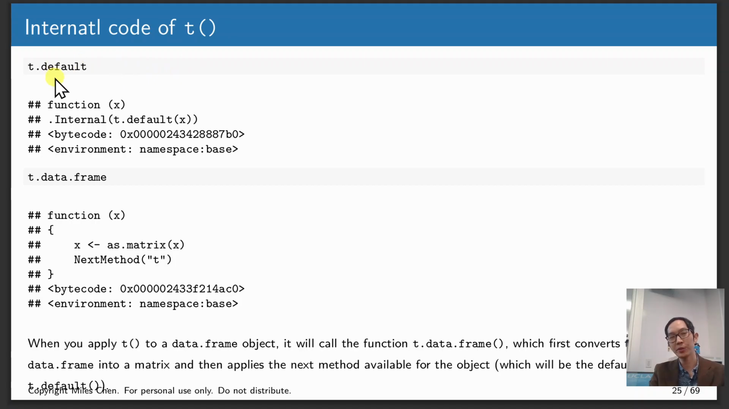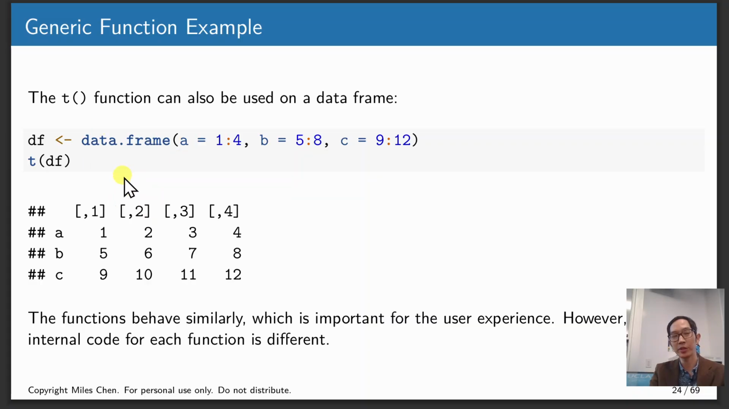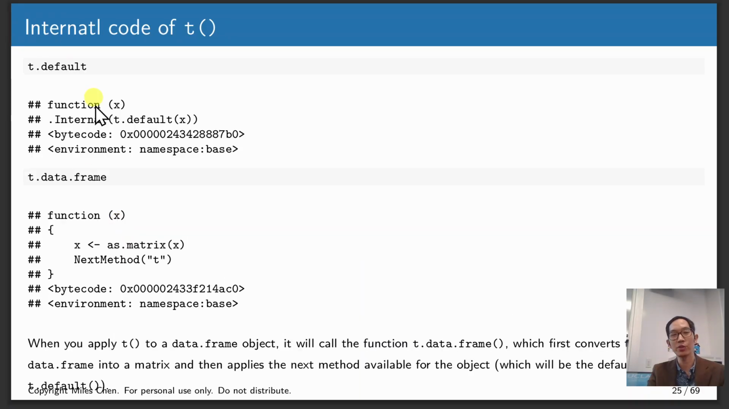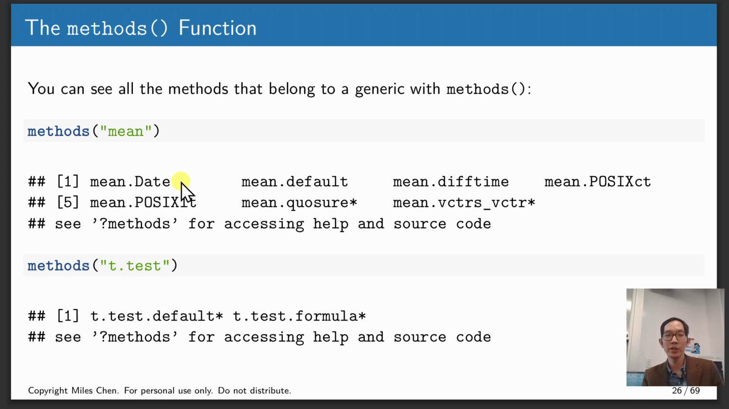And so internally we have 2 methods. We have t.default and t.data.frame, okay? And t.data.frame gets executed when we call it on a data frame. t.default gets executed when we call it on a matrix, all right? So we have these 2 different functions, and R will dispatch the correct version of the function depending on the object that you give it.